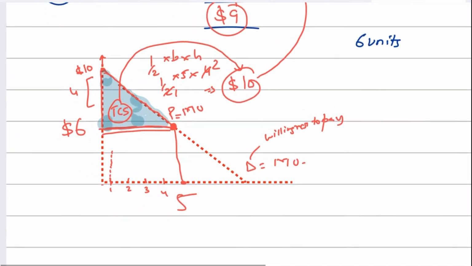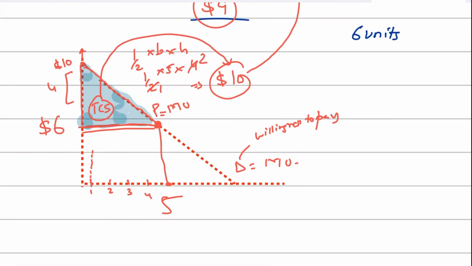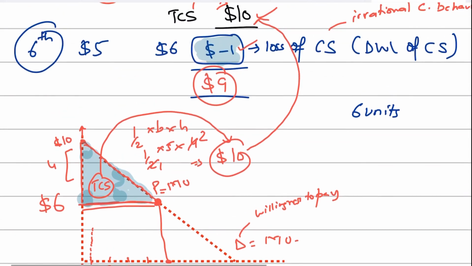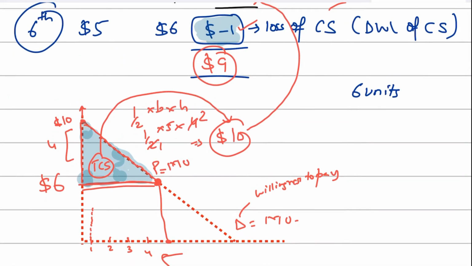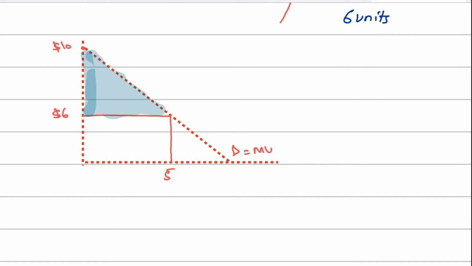But now let's see what is going to happen if he buys the 6th unit as well. Okay guys, so basically, this is the point where P equals MU, and let's say that I buy the 6th unit.